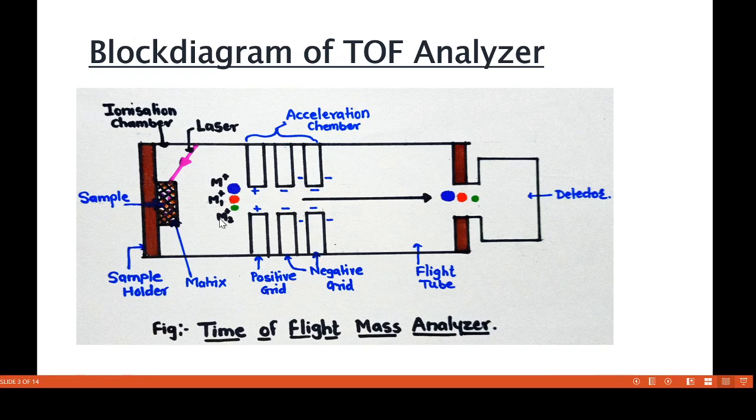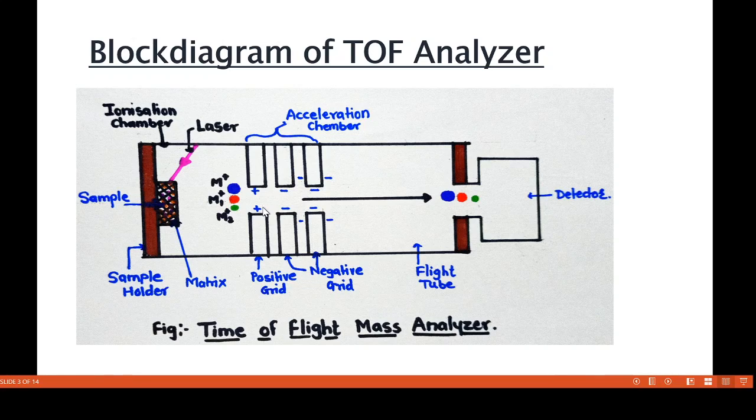These are the positive ions. So this process occurs in the ionization chamber. Positive ions are formed. Those positive ions are transferred into the acceleration chamber. This is the acceleration chamber. In the acceleration chamber, a positive grid is present and two negative grids are present.